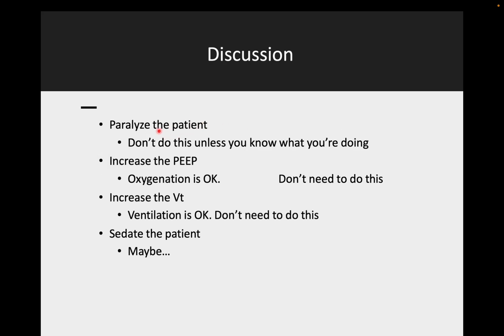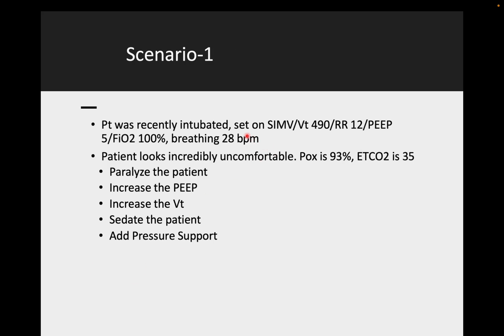Always sedate before you paralyze. Sedating the patient may be good here, because there is already an excessive breath rate and the patient is uncomfortable. There are a lot of spontaneous breaths and the set respiratory rate is only 12 on synchronized intermittent mandatory ventilation. Sometimes the patient has to put in more effort for the extra 16 breaths he is doing. So sedation may be tried in this patient.